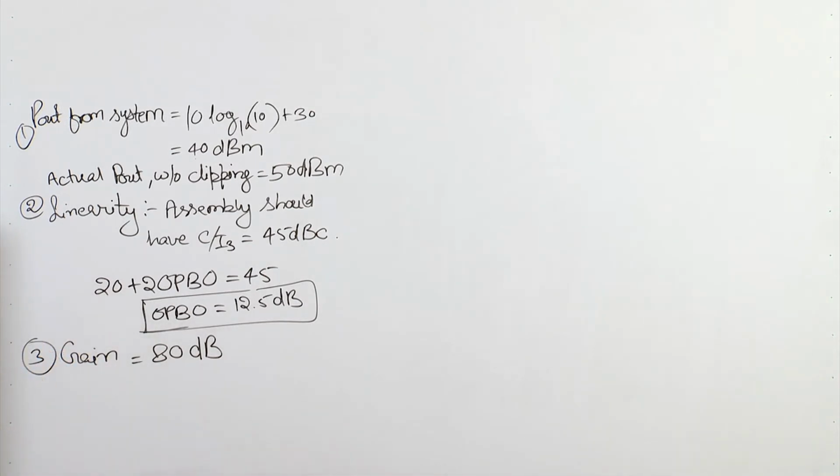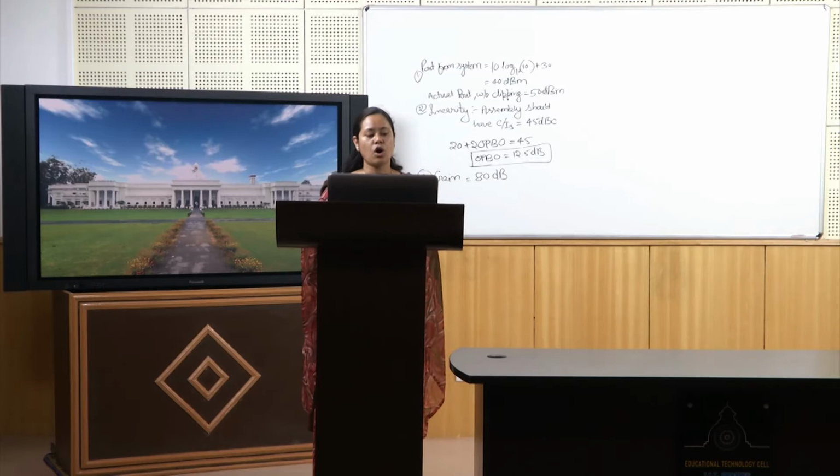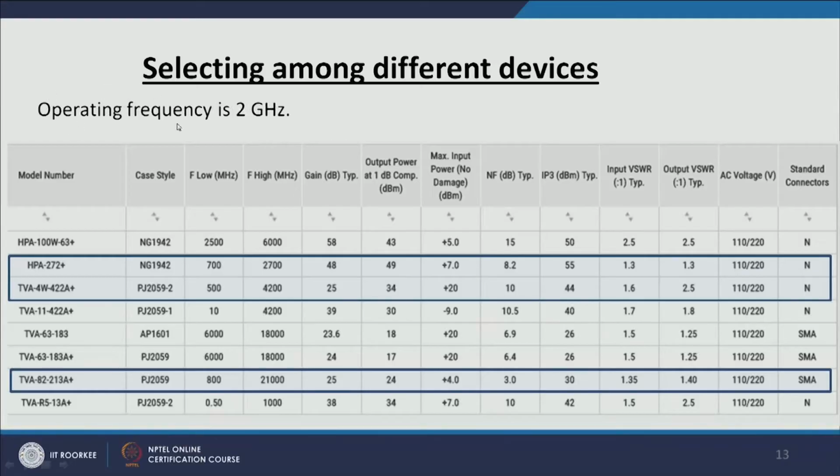Now, if you look here, today we have added one statement: operating frequency is 2 gigahertz. So, let us start choosing our components based on that. First of all, our operating frequency is 2 gigahertz, so our frequency range should be able to cover that frequency. Based on that, among all these devices, we have selected these 3 devices, because other devices are from 2.5 gigahertz to 6 gigahertz, which is beyond this.